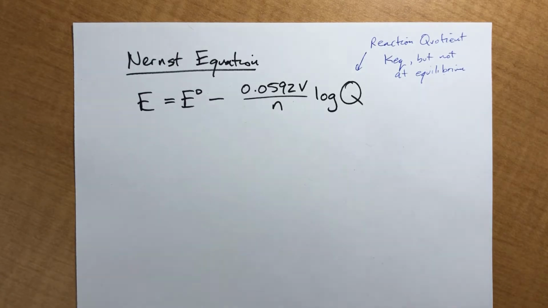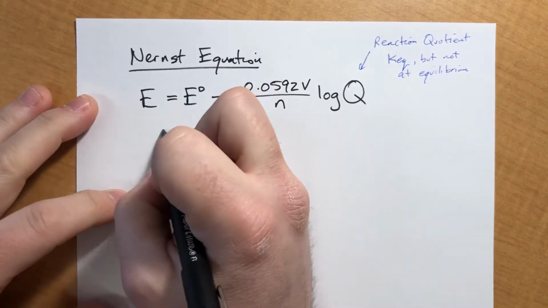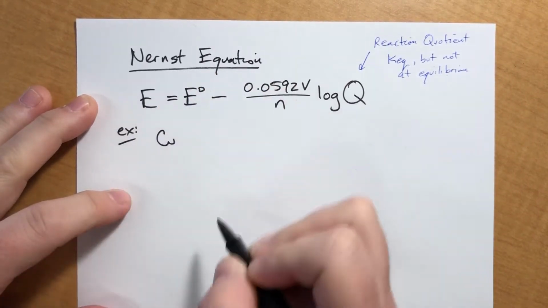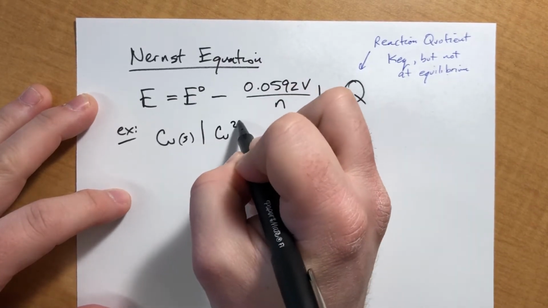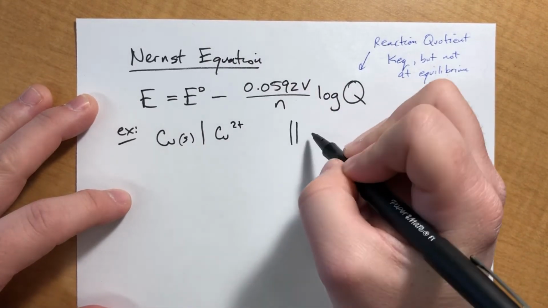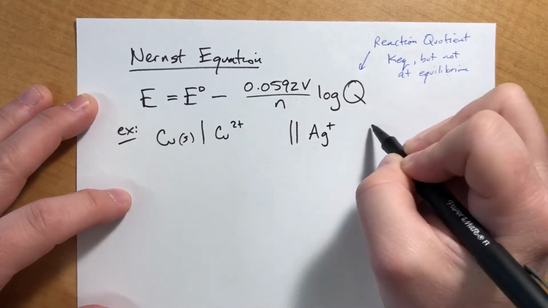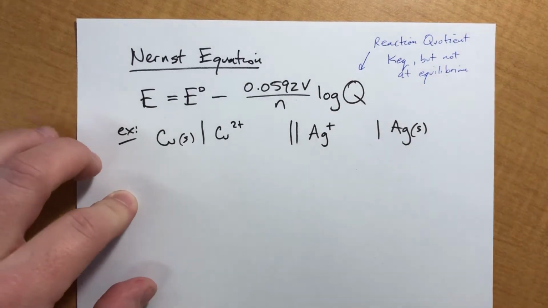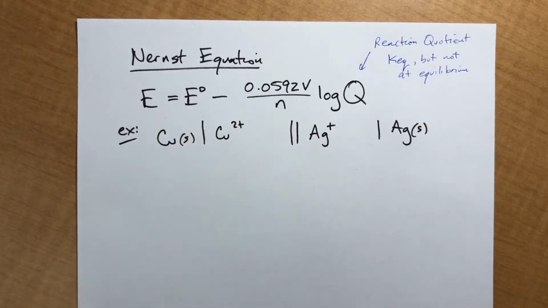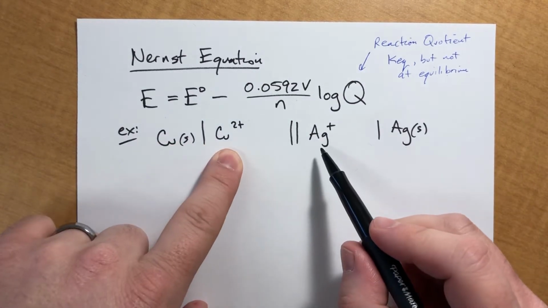Okay, so let's try an example. We saw this example in the last video. We had copper becoming copper 2 plus, and then we had silver plus becoming silver solid. And we saw in the last video that this had a standard cell potential of 0.46 volts. Great, everything was fine. But that assumption was that these are solids and these are all 1 molar.